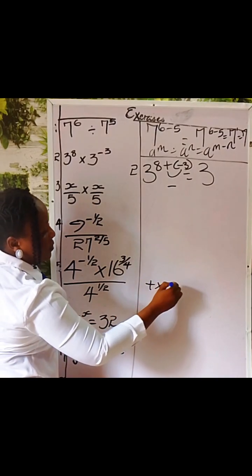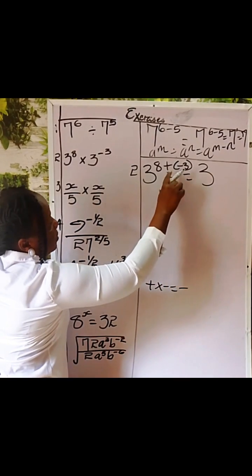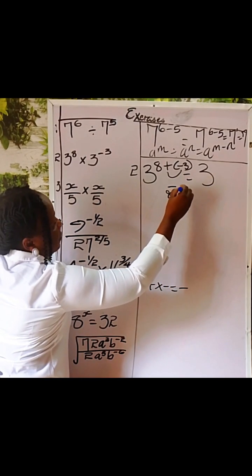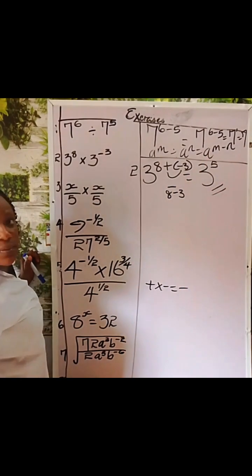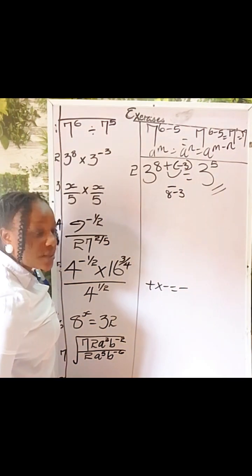Plus minus minus will give us minus. So this one becomes 8 minus 3. So this becomes raised to the power 5. I hope you get it.